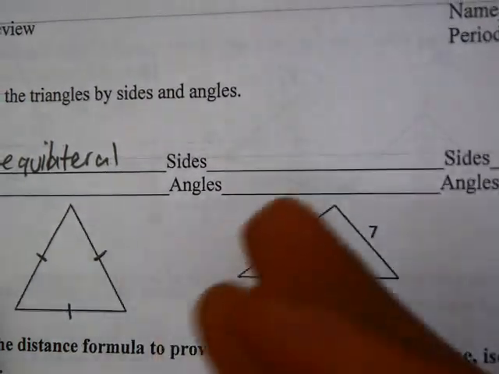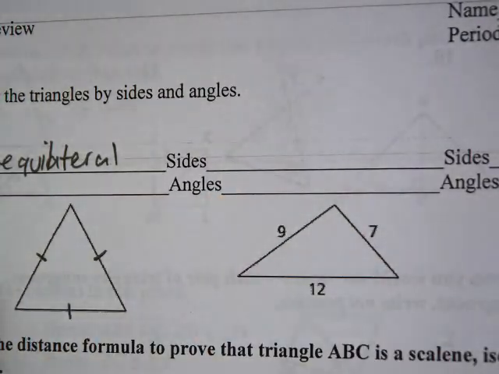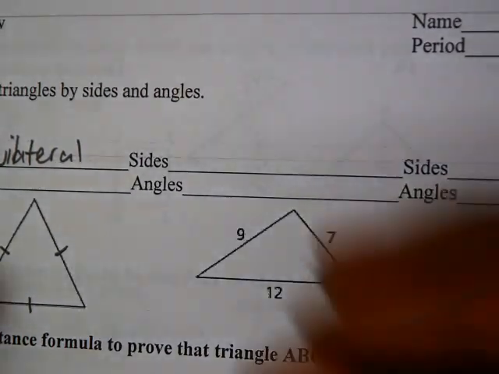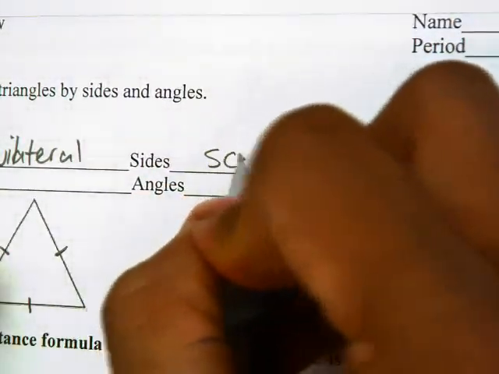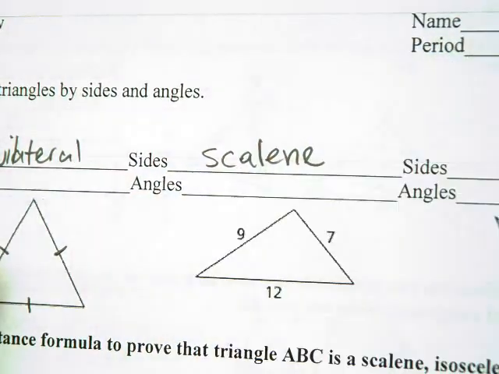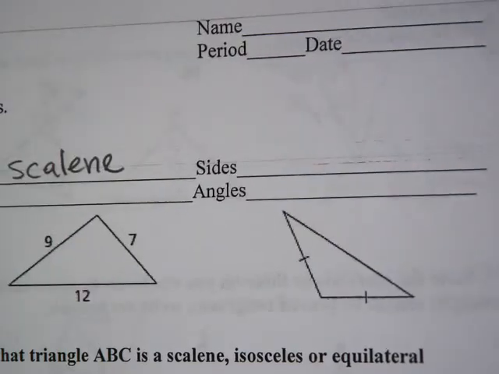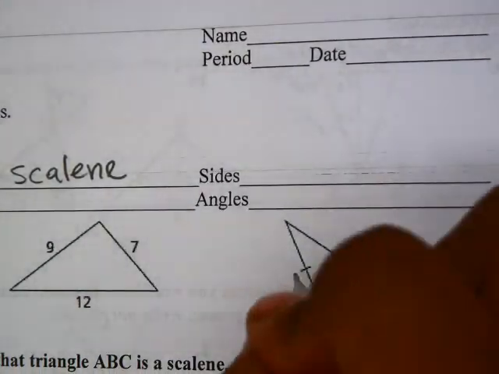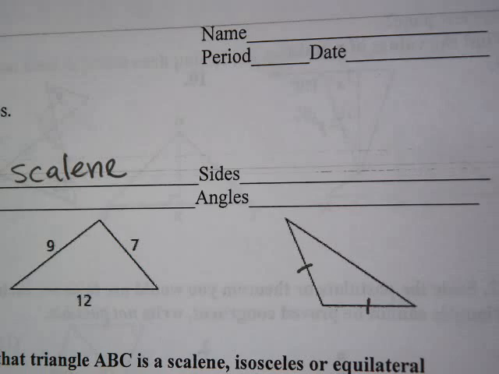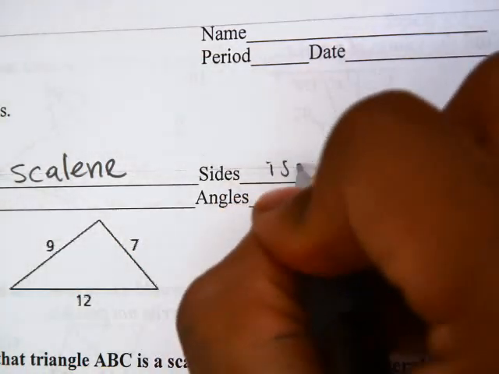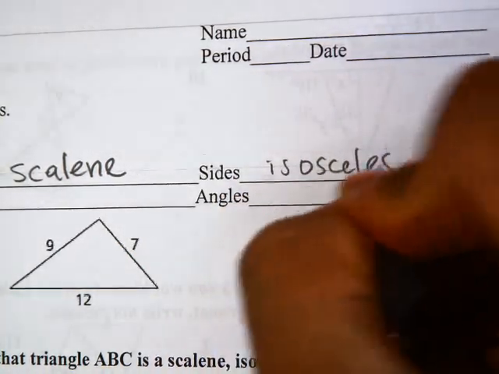In the second picture, 7, 9, and 12 are all the lengths of the sides. Clearly, none of these sides are equal, and that means this triangle is scalene. And in the third picture, these are marked to show you that these two sides are equal. And if you have two equal sides, that means your triangle is isosceles.